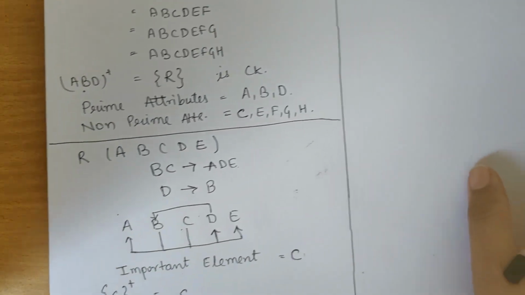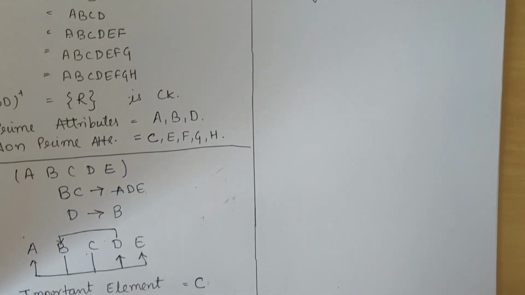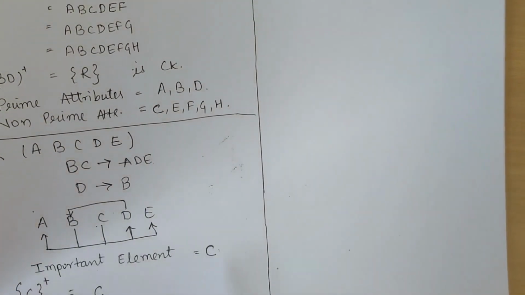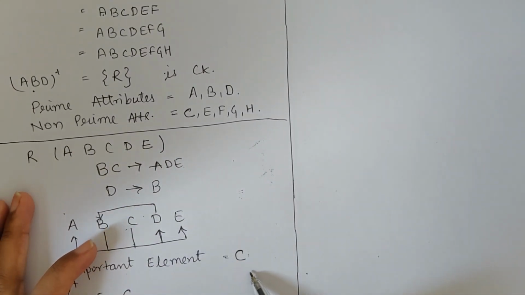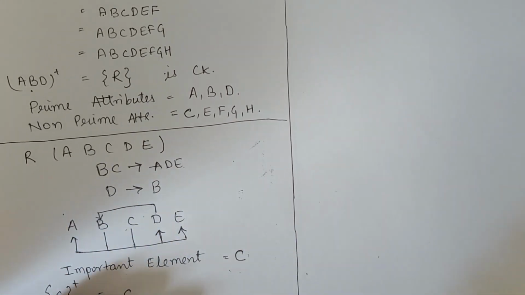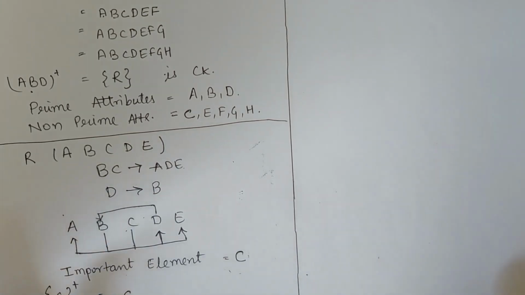What does that mean? That means now we have to go with the conventional way. Only thing is, we know the important element here. We will try combinations only with C, the important element, instead of trying with other elements, because we already know they are being determined by someone else. So alone they don't have the power to become a candidate key. We are going to find the combinations with respect to C.